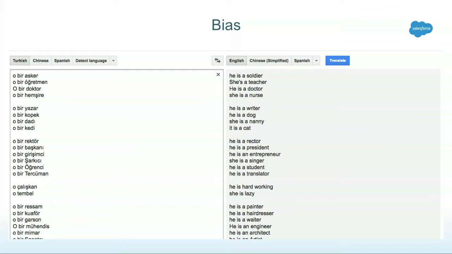So here, this is a Google Translate example. On the left-hand side, you see some sentences in Turkish, a gender-neutral language. And on the right-hand side, you see the translation into English. And you can see at the beginning, at the couple of sentences, that this is kind of problematic. So you see that he is a soldier, but she's a teacher. He is a doctor, but she is a nurse.